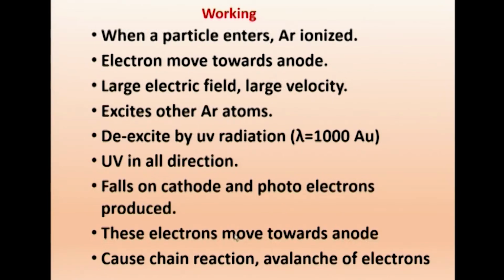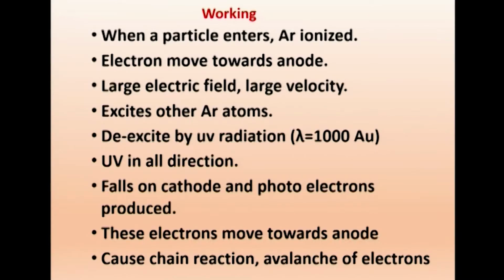These electrons move towards the anode, so we are getting more and more electrons. These electrons will move towards the anode, and therefore they will also bombard and we will get a chain reaction. This will cause a chain reaction, an avalanche of electrons, a large number of electrons. So what happened is, one particle, maybe one alpha particle, entered. Now this has caused so much, and we get a large number of electrons produced.